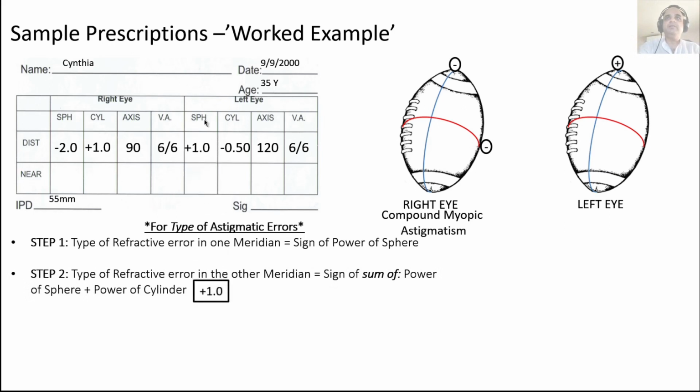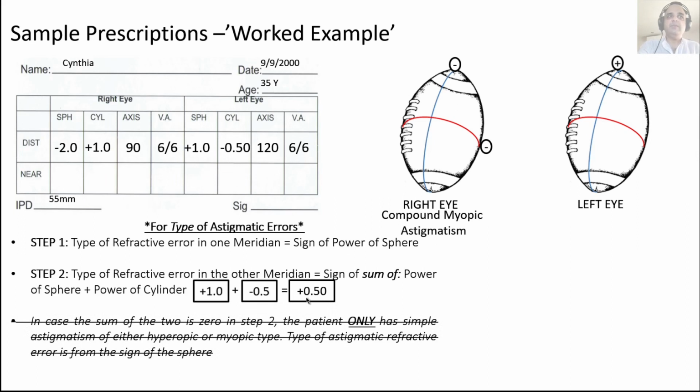So that's +1 sphere in the case of the left eye, and the cylinder is -0.5. And when we add these two up, we end up with +0.5. So the sign of the sum is plus, and we're going to put plus next to the other meridian, which in this case is the horizontal meridian. Now the signs in the vertical and horizontal meridians are both plus. That means the type of refractive error in both meridians is of the hypermetropic type, and this makes it a compound hyperopic astigmatism. Again, rule number 3 is not applicable because the sum wasn't 0.